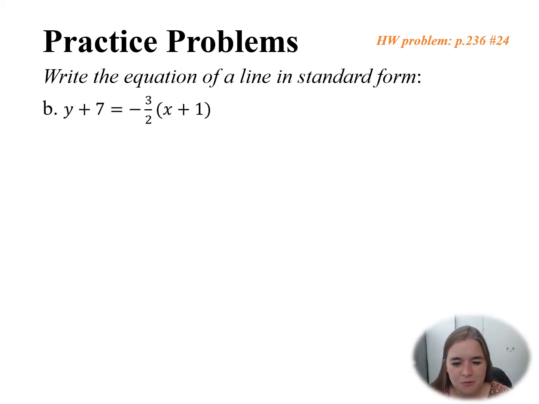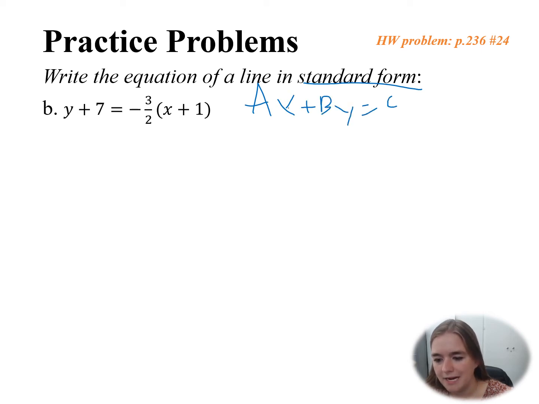Now let's try one more problem from the homework. This time we're going to make it a little more complicated. We're starting with our equation in point-slope form, but I want to turn it into standard form. Standard form is that idea of ax plus by equals c, where a and b are integer values.